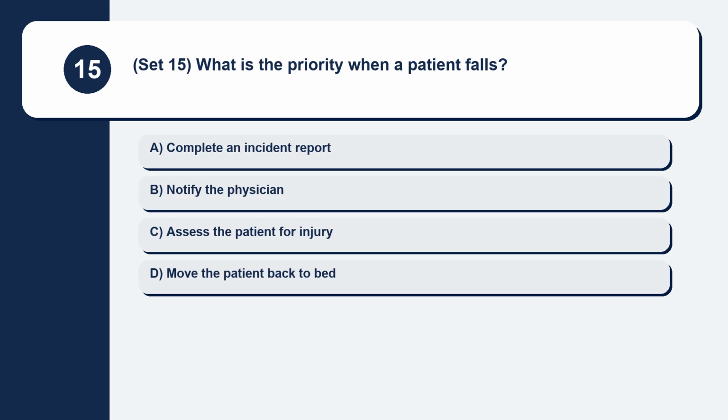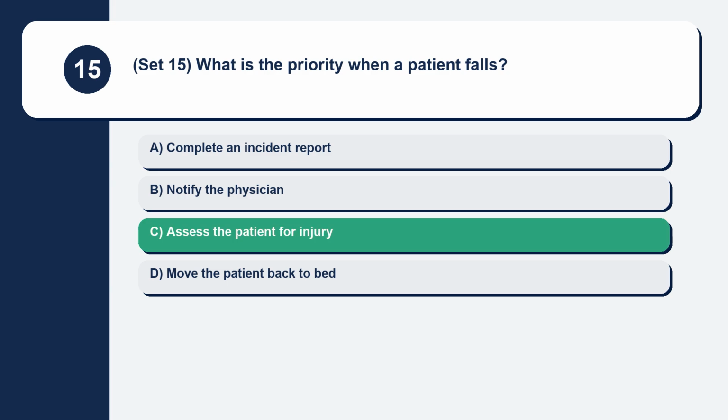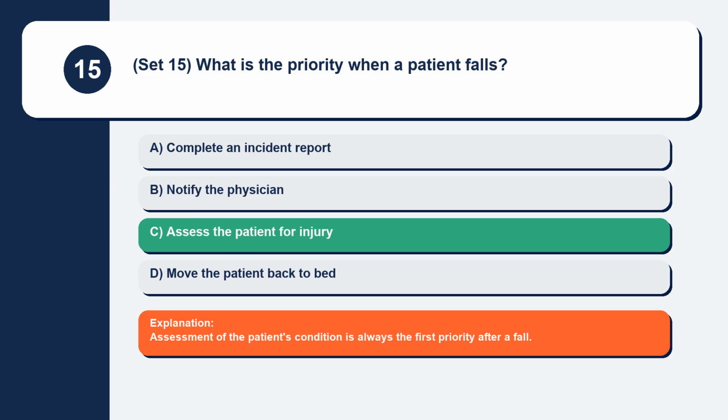Question 15. Set 15. What is the priority when a patient falls? Complete an incident report. Notify the physician. Assess the patient for injury. Move the patient back to bed. Assessment of the patient's condition is always the first priority after a fall.